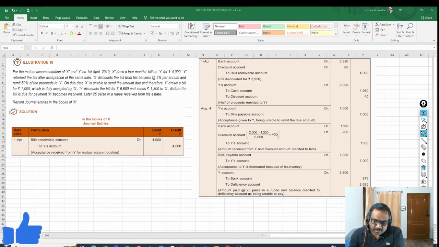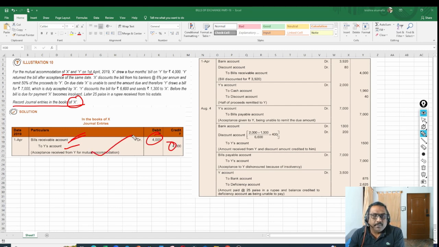Okay. Now, first, X drew the bill on Y. He is asking us to write the journal entries only in the books of X. So let us focus on X's books. X drew the bill on Y for 4,000. So bills receivable for X. Why? Because he drew the bill. Obviously, the bill will be received by X. So bills receivable is an asset for him. So, bills receivable account debit to Y account 4,000 rupees. This is the entry. Y also would have written as if he accepted the bill.